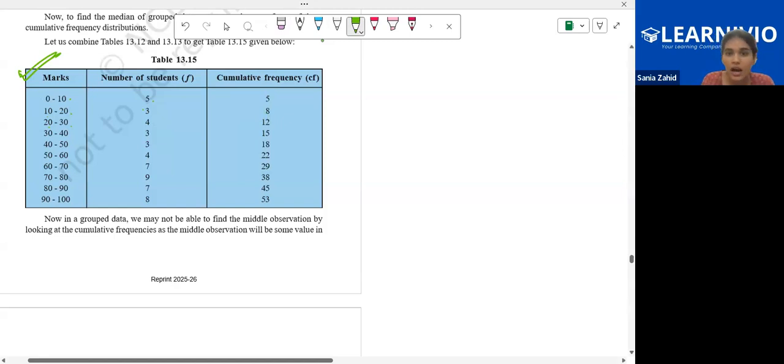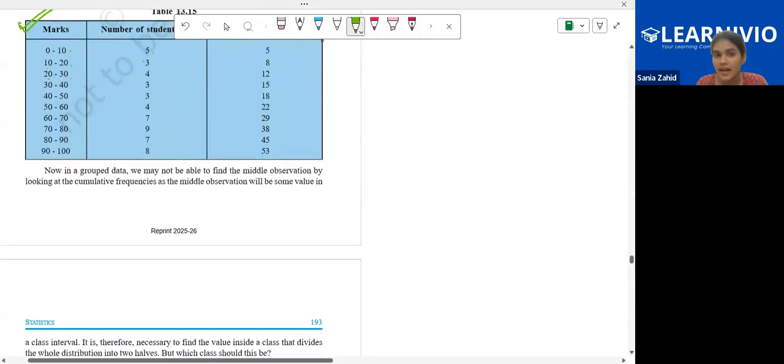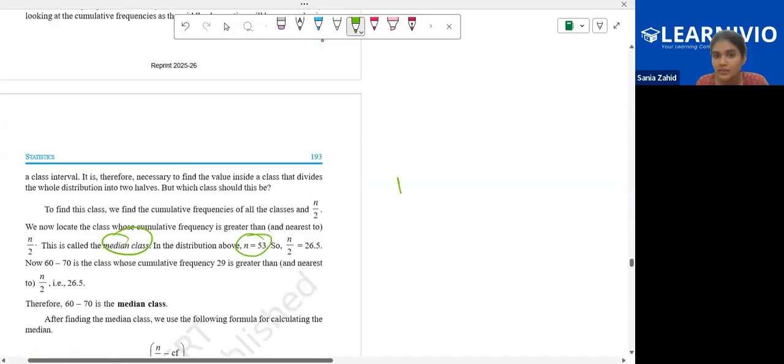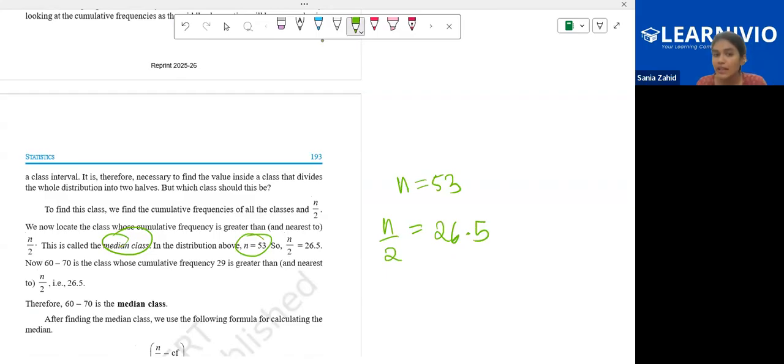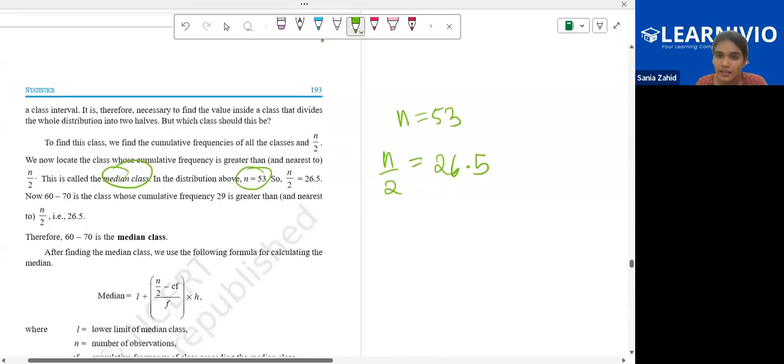Yes, ma'am. Now, after cumulative frequency, what do we have to do? Here we are going to find the median class. Again, what was our n? Here our n is 53. So if n is 53, what is n by 2? N by 2 is 26.5. Now, can you tell me where this 26.5 lies? 26.5 is closer to 29, right? So that means it will lie between 60 to 70. So our median class is 60 to 70. Write it down.